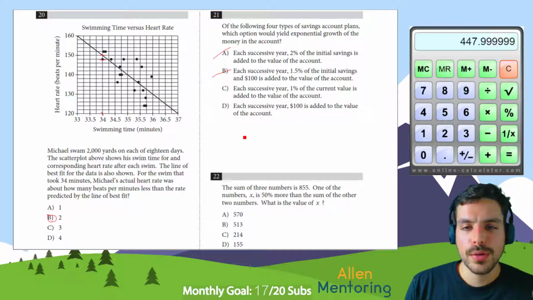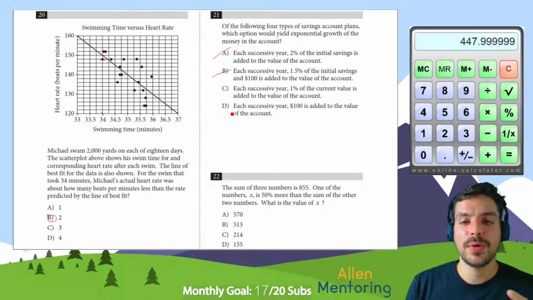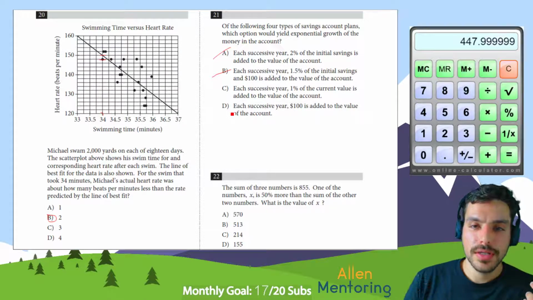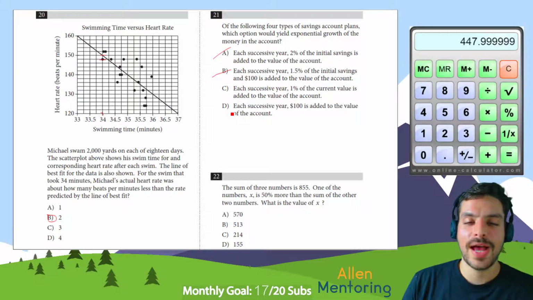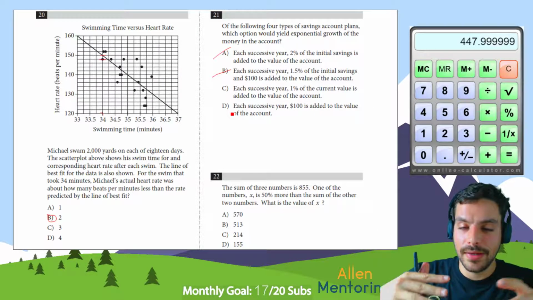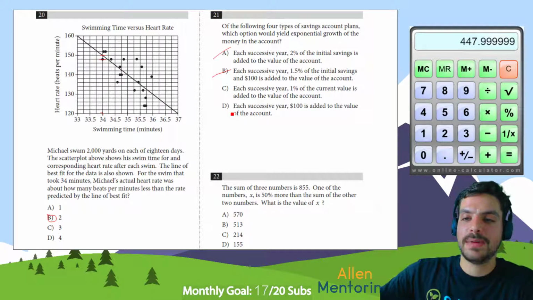So this is closer, and actually is the right answer, because we are adding 1% of the current value every single year. Okay, so as that amount gets bigger, the amount added gets bigger, and that's why it's exponential.